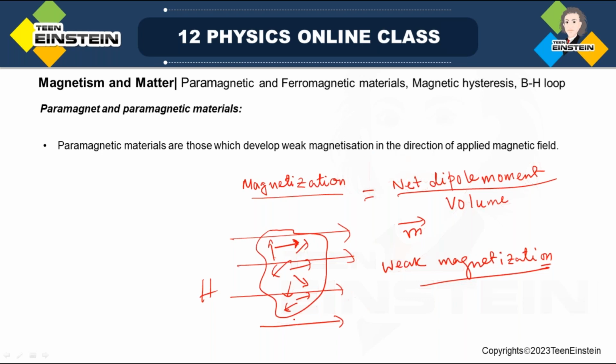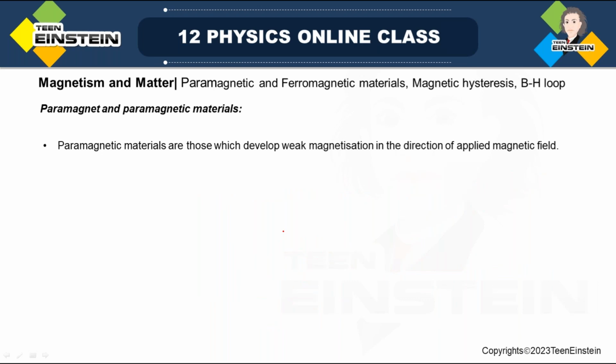At least here the field is not opposed by the magnetization. Magnetization is denoted by M vector. So in case of paramagnet, magnetic dipole moments are not oriented against the direction of the field. They are oriented in the direction of the applied field itself, but the contribution of the dipole moment along the field direction is very, very weak, very, very small. That's why very weak magnetization is developed when a paramagnetic material is placed in an applied field.